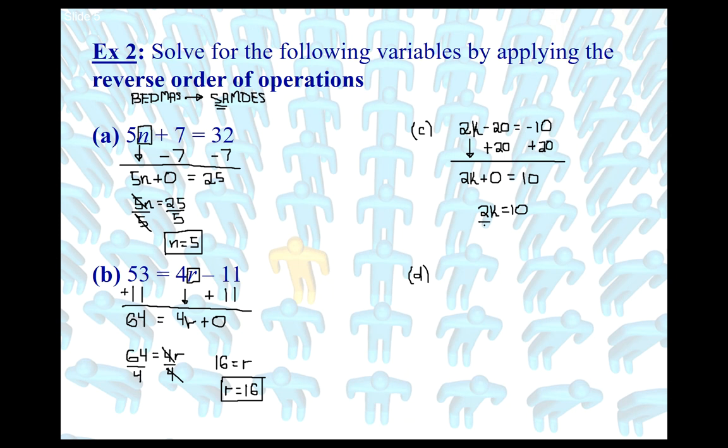Opposite operation is division. So divide by 2, divide by 2. Cancels, cancels. 2 over 2 is 1, which would give you 1k, which I can just write down as k. We don't need to show the numerical coefficient of 1. And then 10 divided by 2 would just be 5.